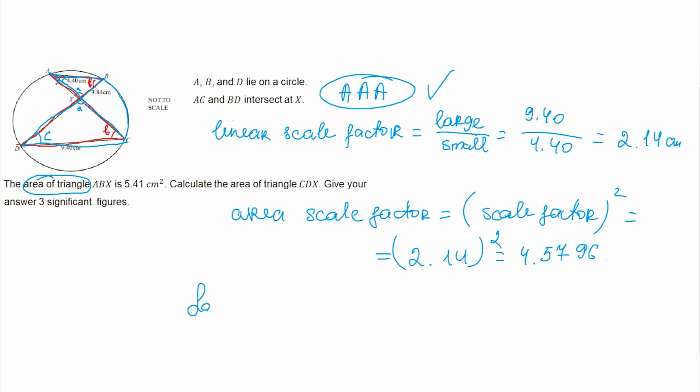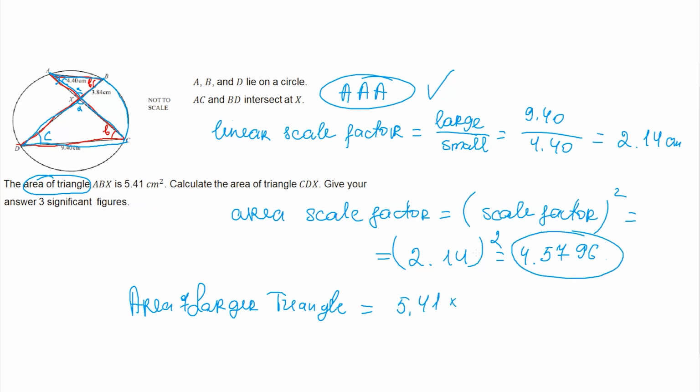Then, if the area of the small triangle is 5.41, in order to find the larger, let me write, the area of the larger triangle will be the area of the small triangle 5.41 multiplied by the area scale factor, which is 4.5769. And I have to give my answer to three significant figures, and it will be 24.8 centimeters square. And that is the final answer we were looking for.